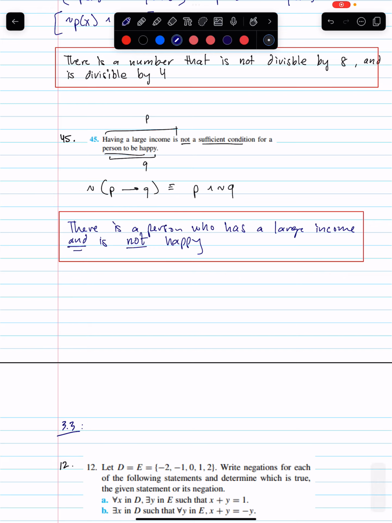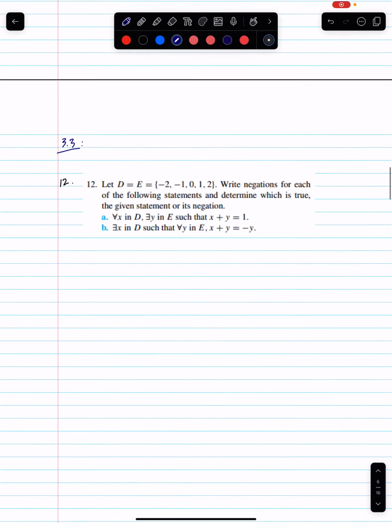Yeah, that's your answer for that. On to 3.3.